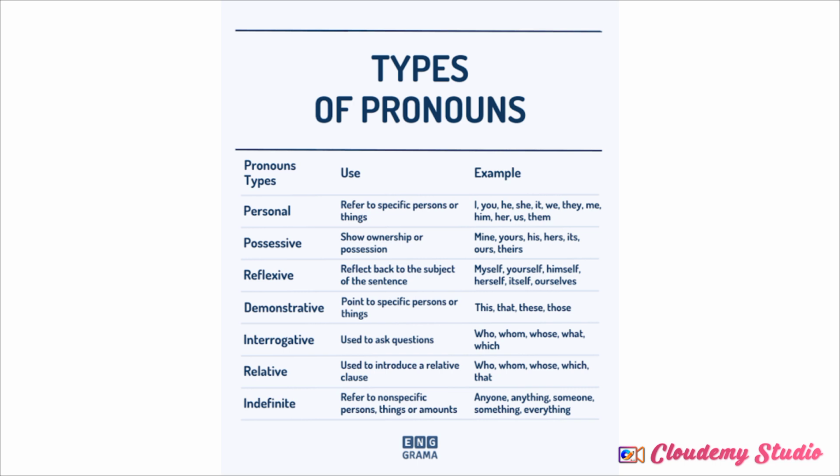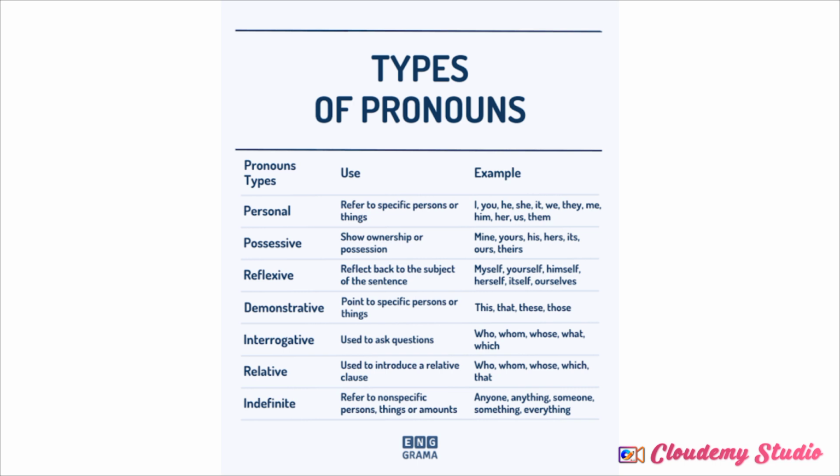From that, we can categorize the pronouns, particularly personal pronoun, possessive pronoun, reflexive, demonstrative, interrogative, relative, and indefinite pronoun. We use personal pronouns for a specific person or thing, for example, I, you, he, she, it, we, they, me, him, her, us, and them. Possessive pronoun shows ownership, for example, this book is mine, that is yours, his, and hers.